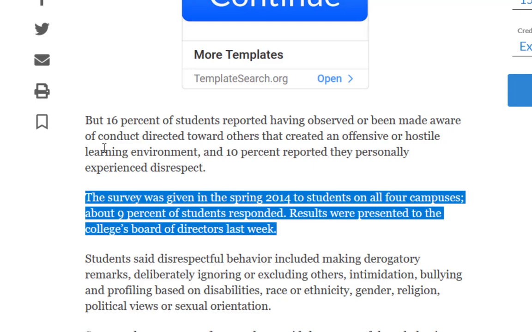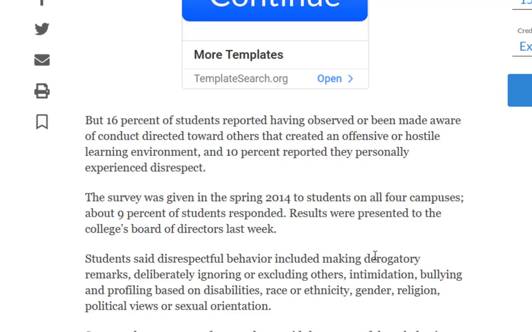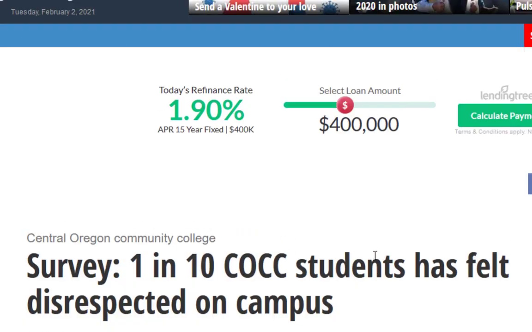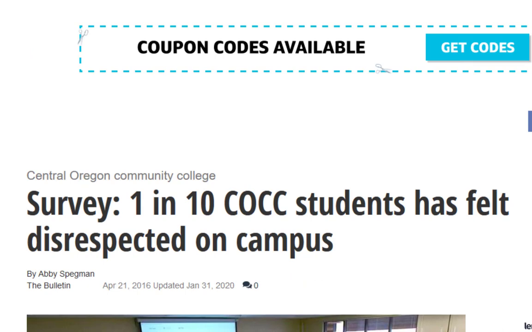And then this right here, that's what got my real attention. The survey was given in the spring of 2014, this has been a while now, to students on all 4 campuses. About 9% of students responded. 9% of students responded. Now that's not mentioned up here. This headline says 1 in 10 COCC students. But that's not right, because when you read that, that sounds like a parameter to me. When I read that, I read 10% of all COCC students feels disrespected, and I call that a parameter.